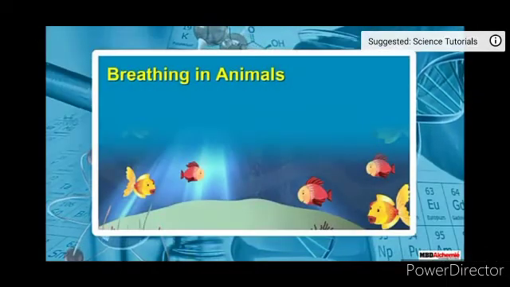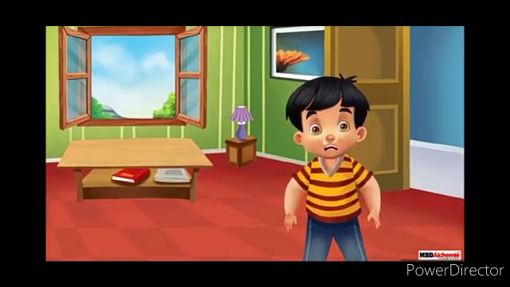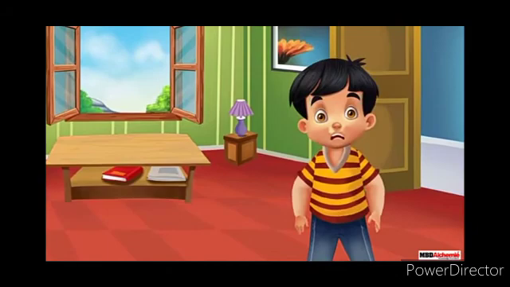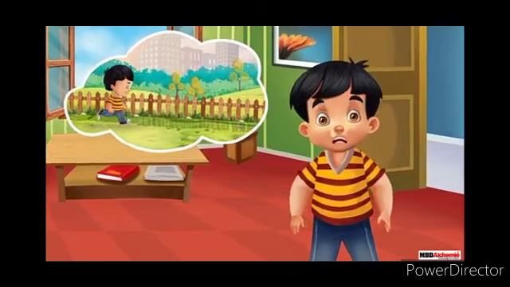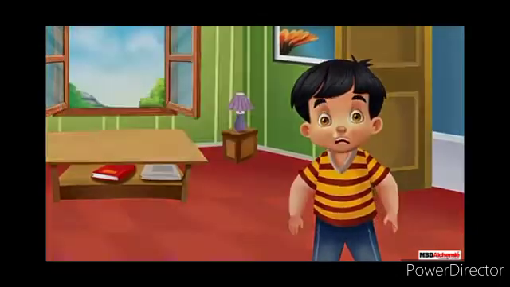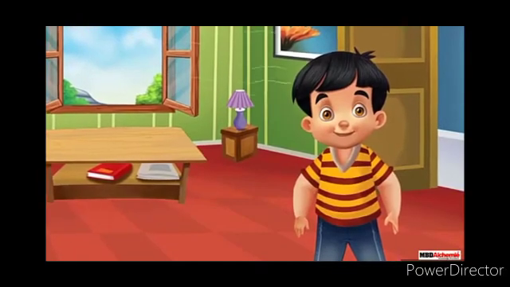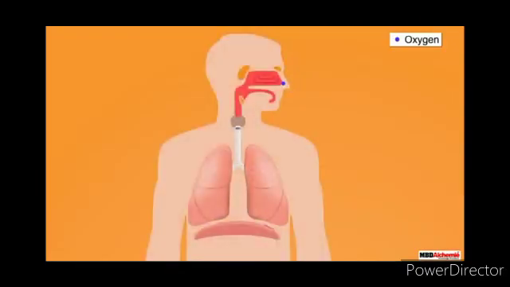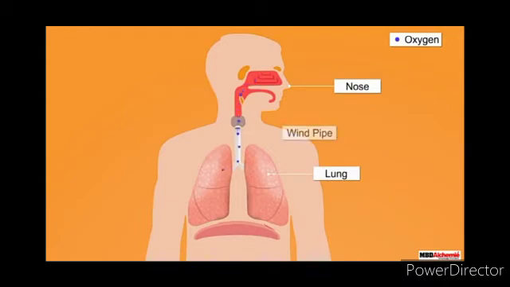Breathing in animals. Sid has returned home after playing with his friends. He is breathing so heavily. It looks like he ran home immediately after playing. For breathing, as you already know, we all need air. Air enters inside our body through the nose. It then reaches the lungs with the help of the windpipe that connects the nose to the lungs.